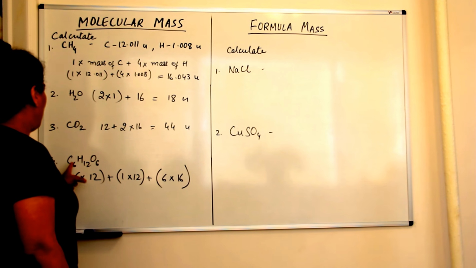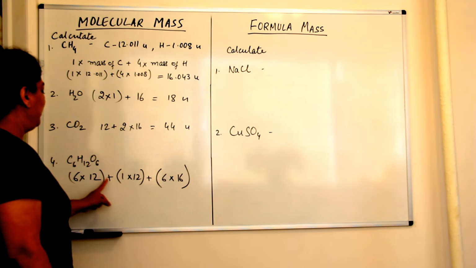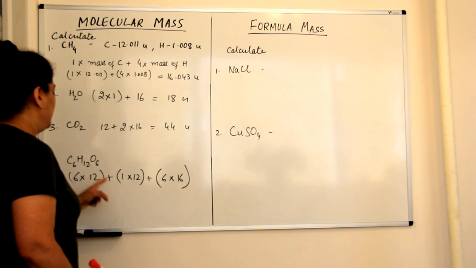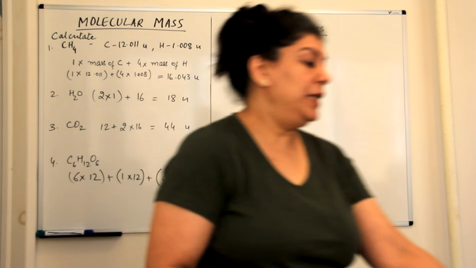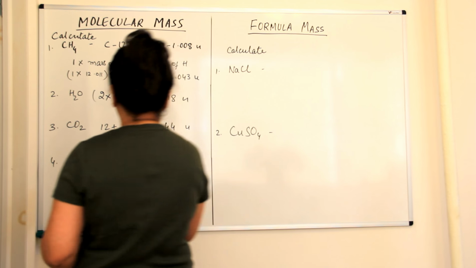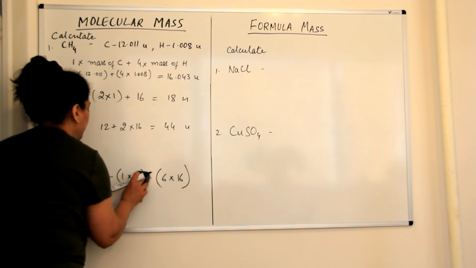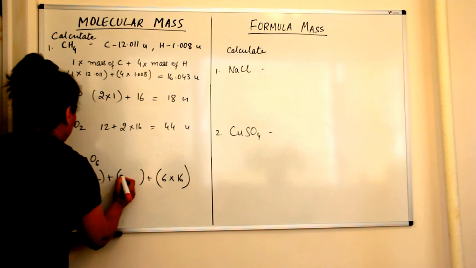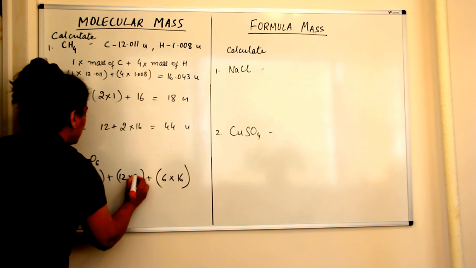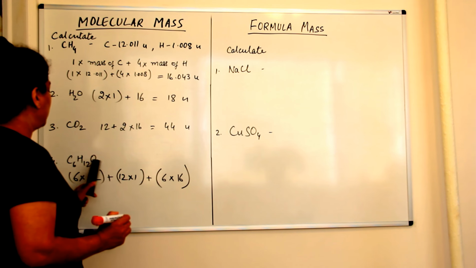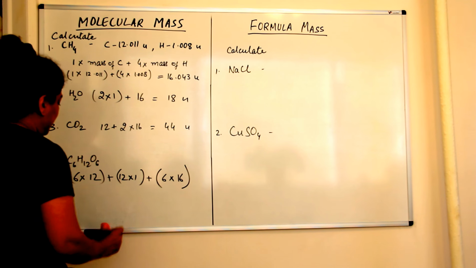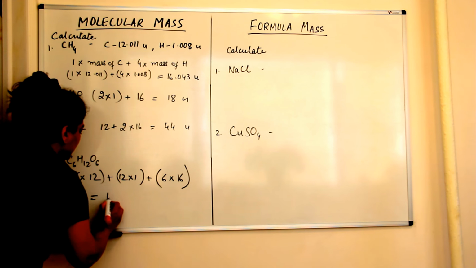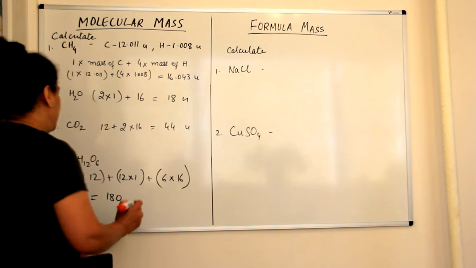6 atoms of carbon, each having a mass of 12, plus 12 atoms of hydrogen, each having a mass of 1. I just reversed this order, although it makes numerically no difference, but since we are writing, okay, there are 12 atoms of hydrogen, each having a mass of 1, and there are 6 atoms of oxygen, each having a mass of 16. And when you calculate this, this comes to be 180.